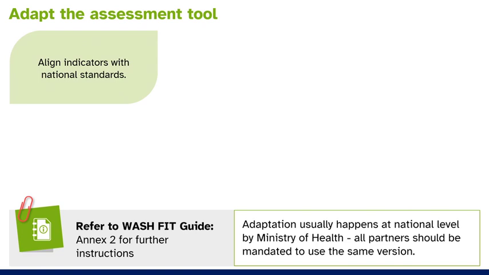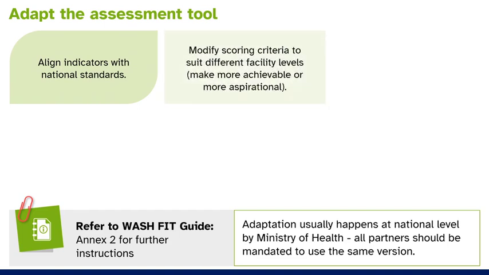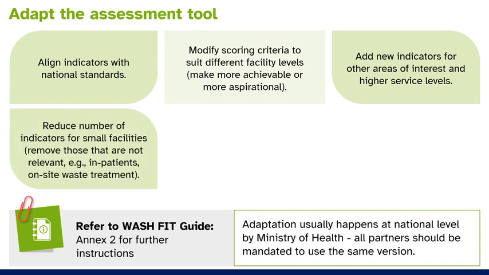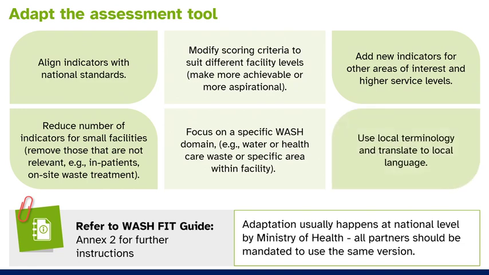Strategies for adaptation include aligning indicators with national standards on WASH, waste, and energy, modifying scoring criteria to suit different facility levels, adding new indicators for additional areas of interest, such as indicators from the WHO IPCAF, the Infection Prevention and Control Assessment Framework, and reducing the number of indicators for smaller facilities. Some facilities may wish to only focus on one of the 7 domains to start with, or only the essential indicators. Guidance on adaptation, including translations and local terminology, is available in the WASH FIT Guide Annex 2, which you can download from the reference section of this module.